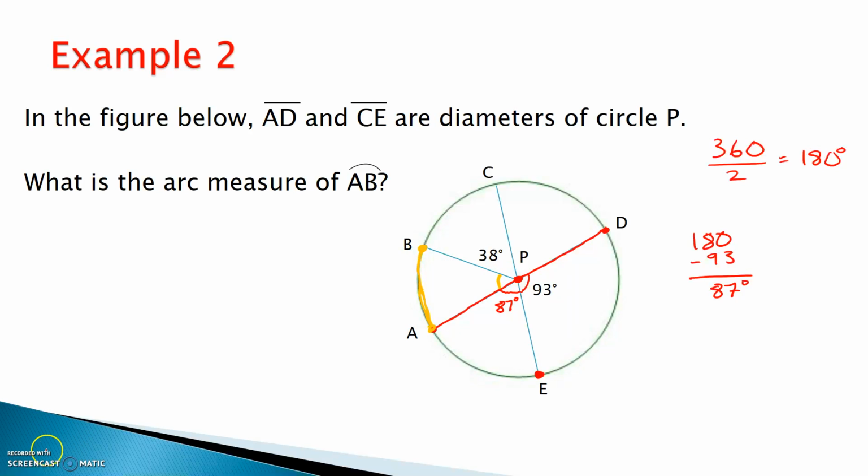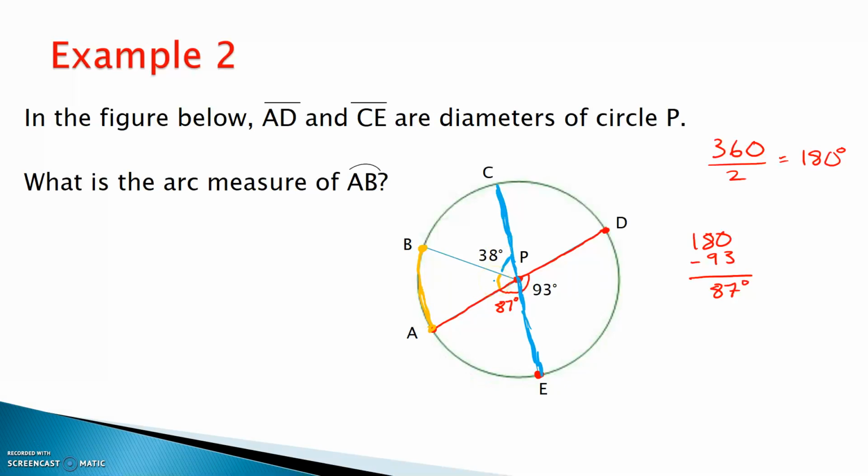Well, let's take a look at the other diameter. See if I can use a different color here. Use light blue. CE, this guy also cut my circle in half. So I know that this half is 180, and this half is 180. It's broken up into 3 pieces: this angle, the orange one, and the red one. That's 180 degrees right there. I know what the blue one is, it's 38 degrees. I know the red one is 87.